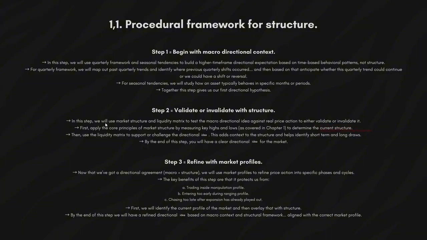And within this step, we will use market structure and liquidity metrics to test the macro directional hypothesis. Okay, macro directional hypothesis. It's written idea here, but this should have been hypothesis. I should have removed this word, but let's just ignore this. So what I was saying is that we will test the macro directional hypothesis against real price action to either validate it or invalidate it. Okay, and if it's validated with the help of structure and liquidity metrics, then that hypothesis will be used to add clarity to our analysis, or you could say that will be used to add conviction to your idea.